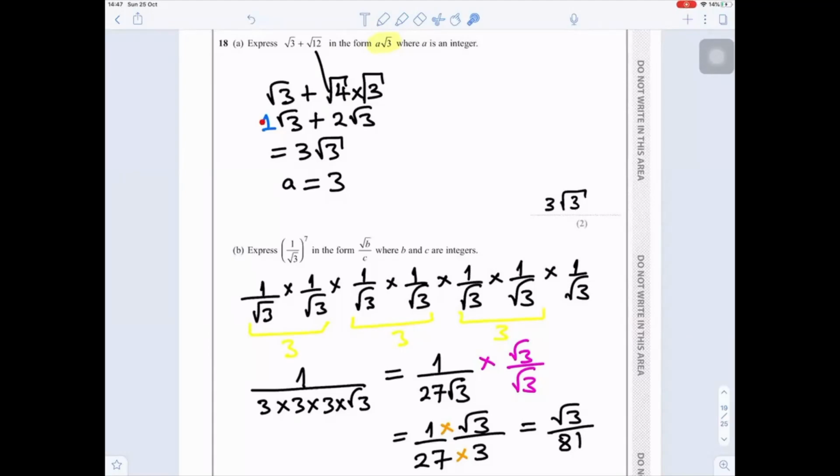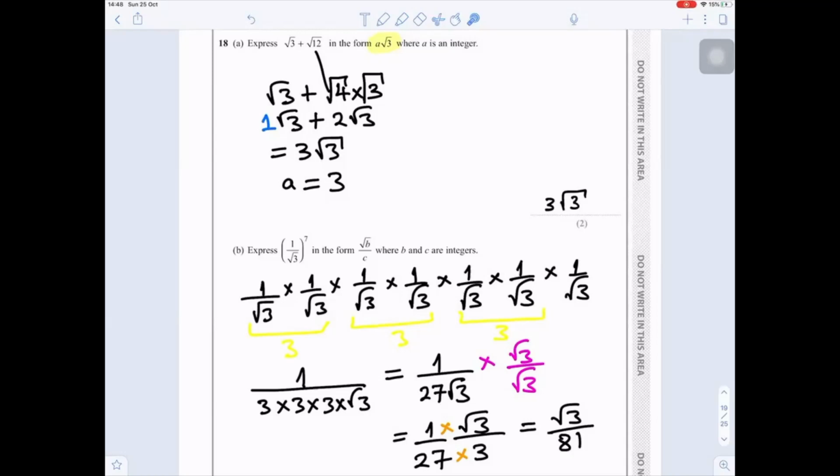So it's like square root of 3 plus square root of 4 is 2. Square root of 4 is 2, and the square root of 3 stays the same. So it's like square root of 3 plus 2 square root of 3. We can say like 1 apple plus 2 apples. That gives you 3 square root of 3. So treat the square root like an apple. 1 apple plus 2 apples. It gives you 3 apples. So that means if you compare with what they're asking you to do, a is that 3 there. So a is 3.